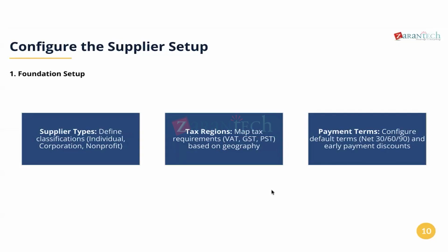When we are talking about the foundation setup, it consists of supplier types, tax region, and payment terms. Out of these three, the two most important foundations are the supplier types, basically the metadata about the supplier, and the payment terms, like how they would want the payment to be configured for them. The third one, the tax region, depends on geography. In the UK, we have VAT. In the US or India, we have GST. So different tax types there.